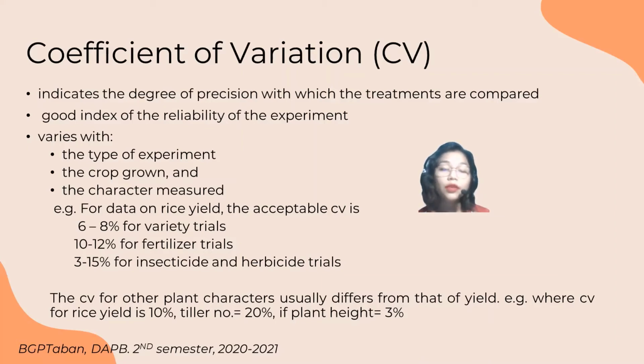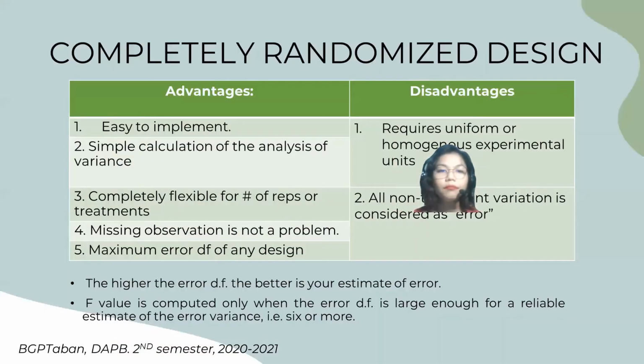So 10 to 12% again for fertilizer trials and 8 to 15 for insecticide and herbicide trials. I repeated it, no? So the CV for other plant characters usually differs from that of yield. For example, where CV for rice yield is 10%, tiller number or tillering capacity, 20% pwede nga CV. Kung plant height, ang CV is only 3%. So it differs depende sa imuhang gina-measure nga character.